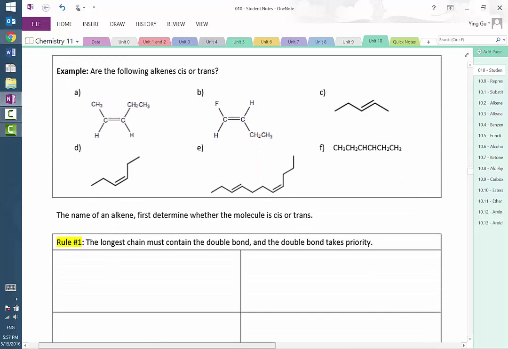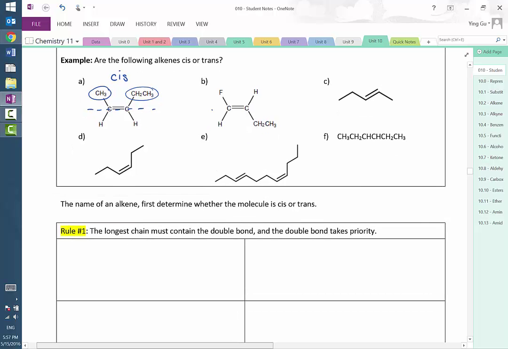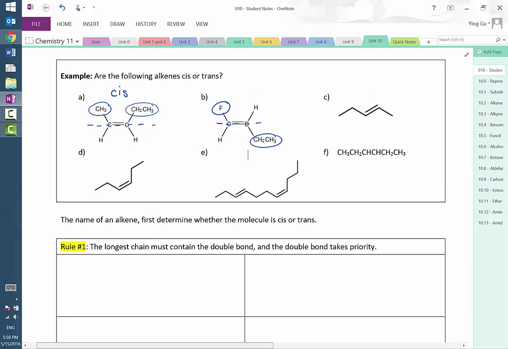The first one here, if we draw the double bond axis, we see that there are two branches, an ethyl and a methyl, and those two are both pointing upwards. They're on the same side of that double bond, so this is the cis isomer. The next one here, we have again two branches, that fluoro and an ethyl group. Now this one, they are located on opposite sides of that double bond, so this will be what we call a trans isomer.